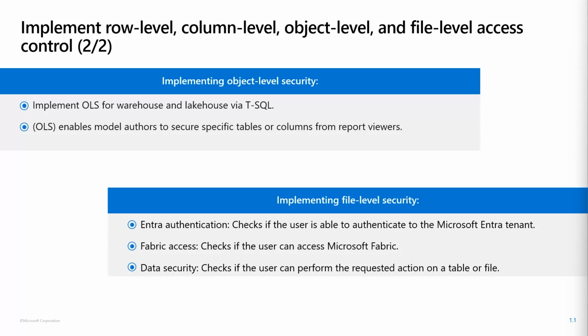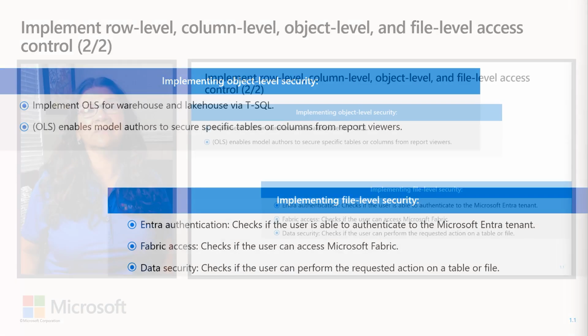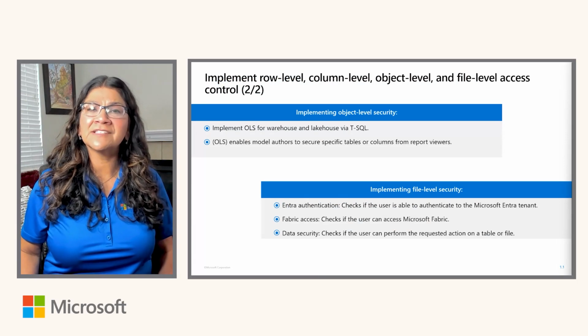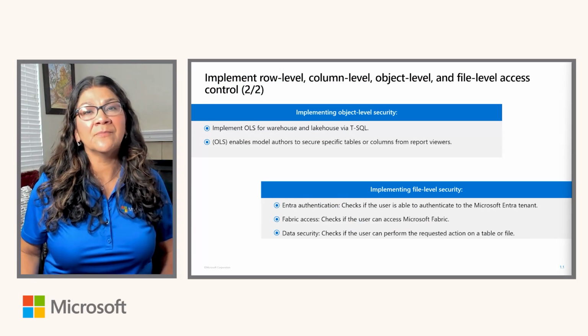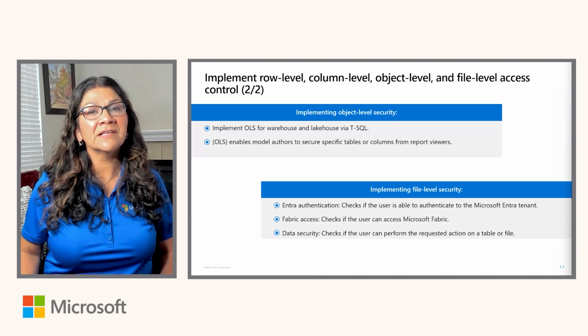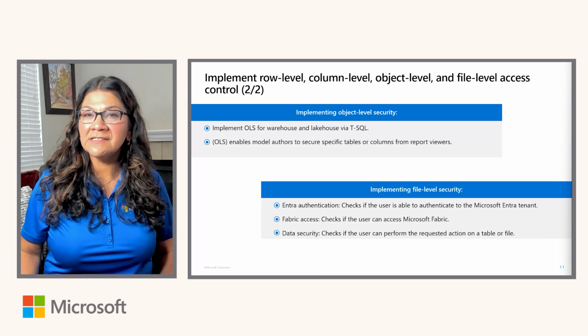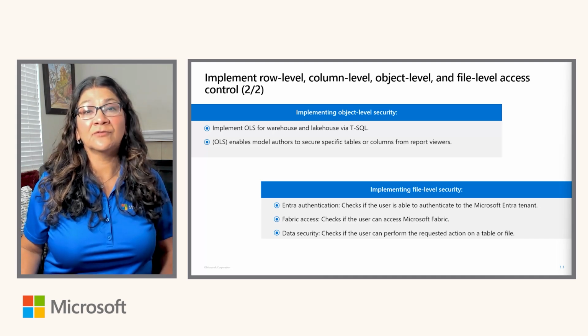Please be sure to review Fabric's 3 different security levels. Each level evaluates sequentially to determine if a user has access. First, Entra Authentication checks if the user can authenticate to the tenant. Next, it checks if the user can access Microsoft Fabric. And lastly, it checks if the user can perform the requested action on the table or file. If you fail any of these 3 checks, you can't access the table or the file. Thoroughly review RLS, CLS, and OLS, and file-level access for the exam.